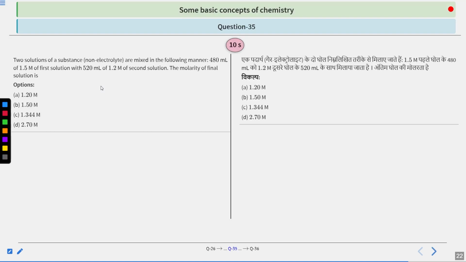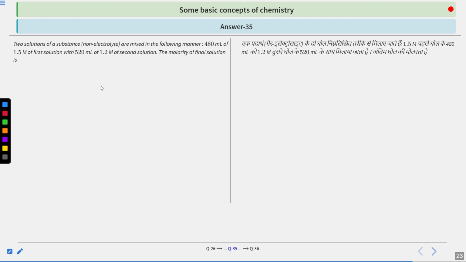Next question. Two solutions of a substance are mixed in the manner: 480 milliliters of 1.5 M first solution with 520 ml of 1.2 M second solution. So you have to find the molarity of the final solution. Options are 1.20 M, 1.50 M, 1.344 M, 2.70 M. So you have 10 seconds to solve this question. Your time starts now. Now let us see the solution.